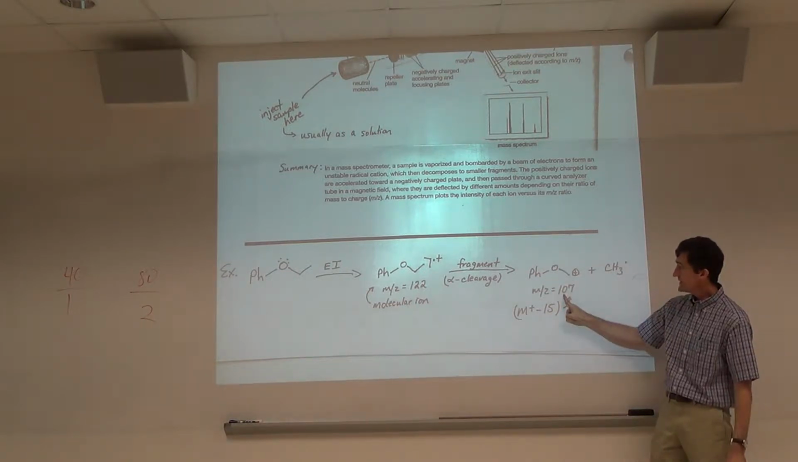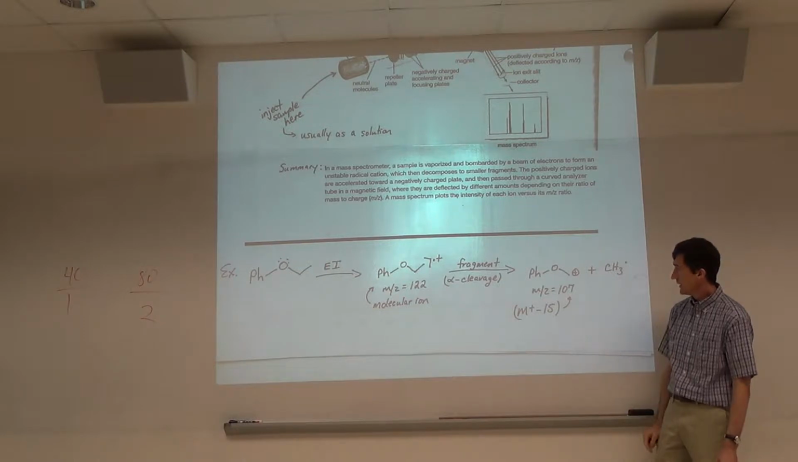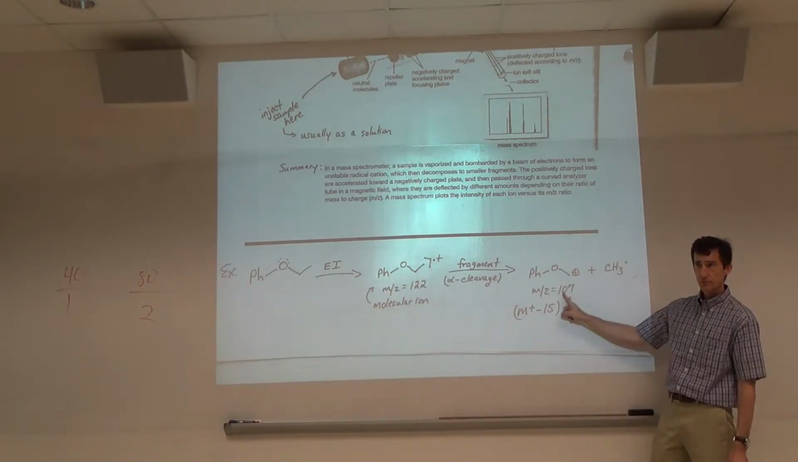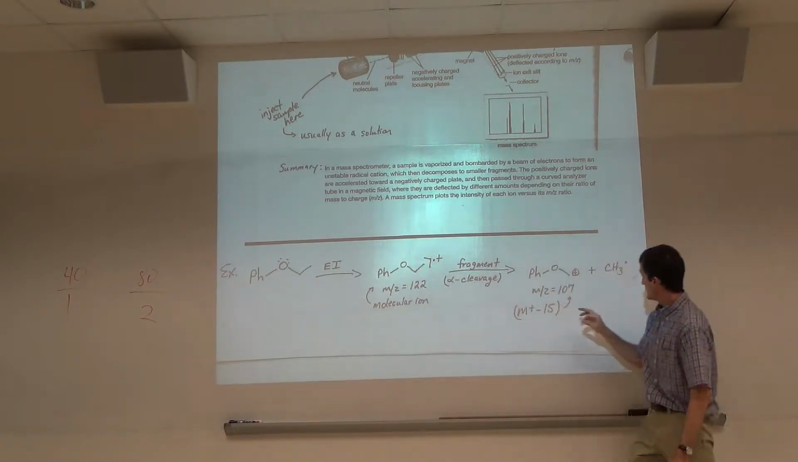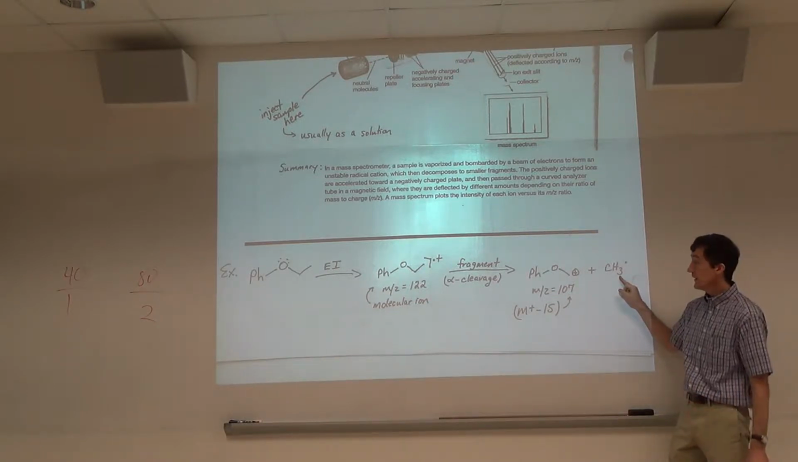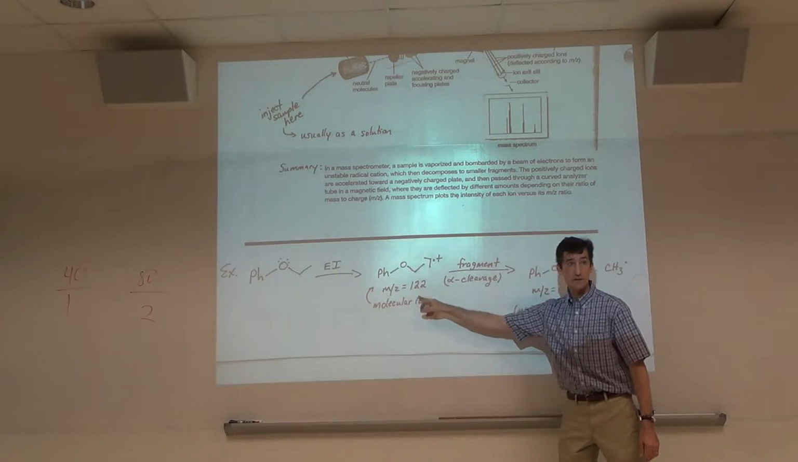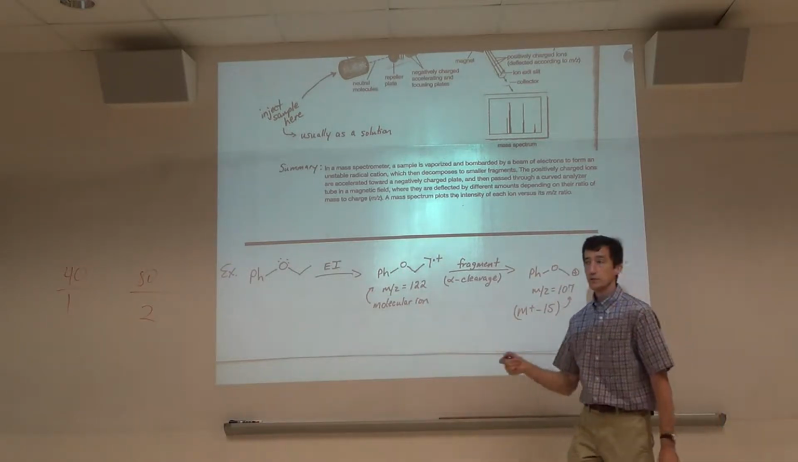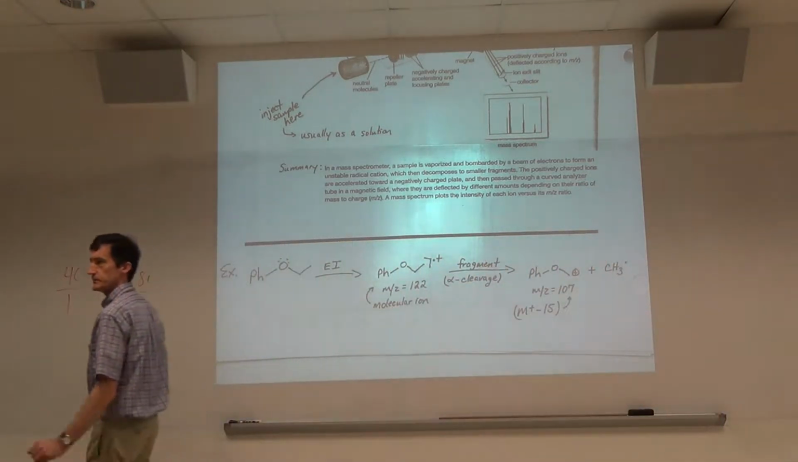That has a mass of 107. There's tricks to figure out that's 107 because that's 15. 12 and 3 is 15. So what's 122 minus 15? 107. So you'll quickly be able to see your numbers.